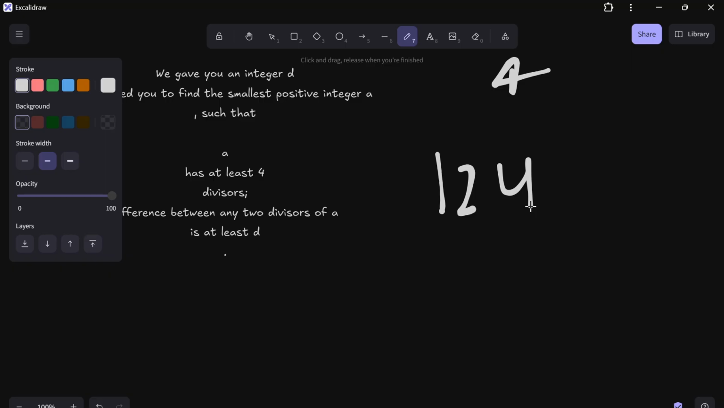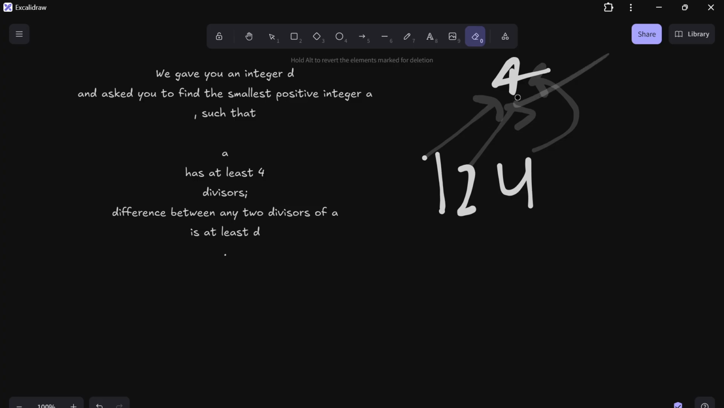1 divides 4, so a divisor of 4 is 1. 2 divides 4, so a divisor of 4 is 2. And 4 also divides the number 4, so that also becomes a divisor of 4. Okay, I hope you understand what a divisor is.